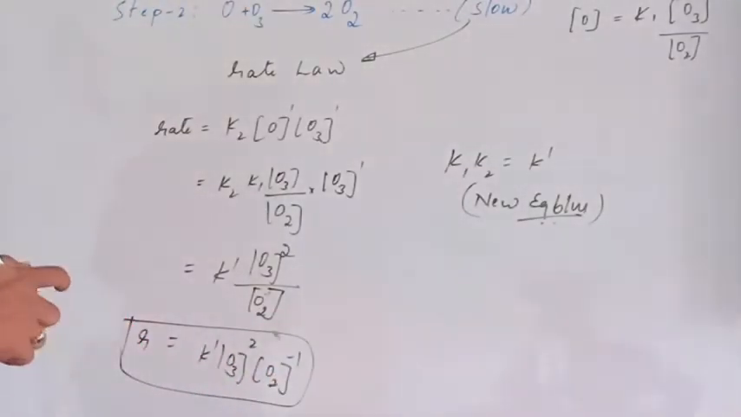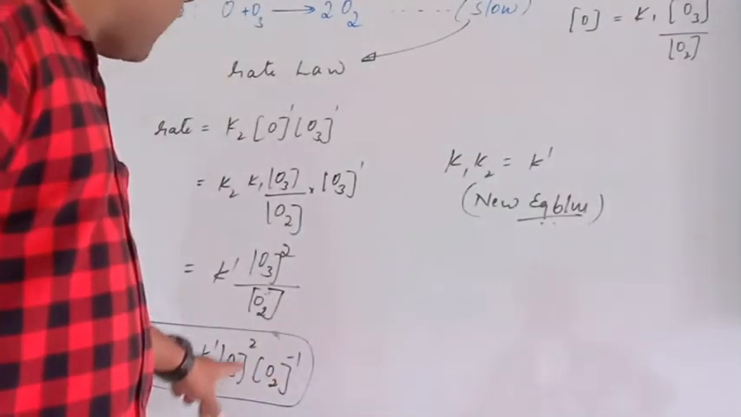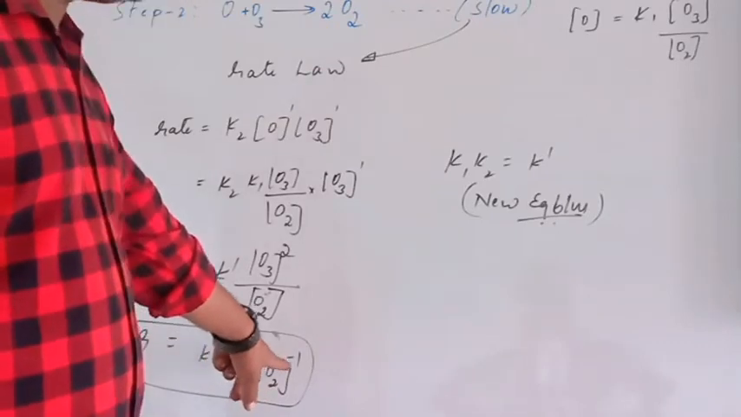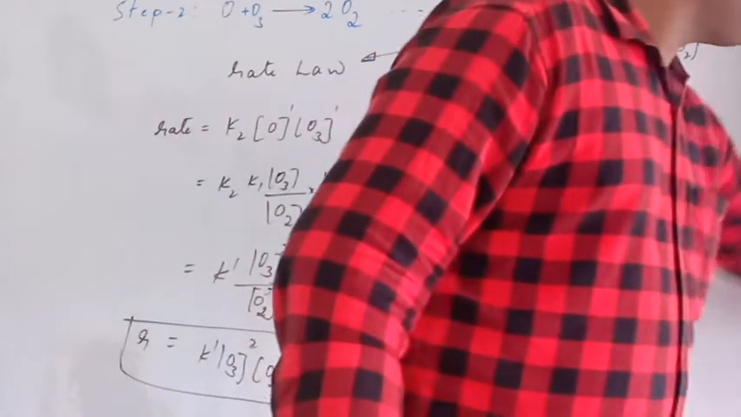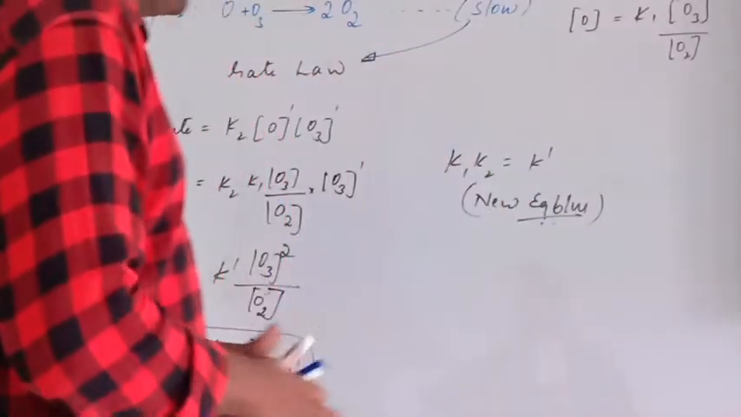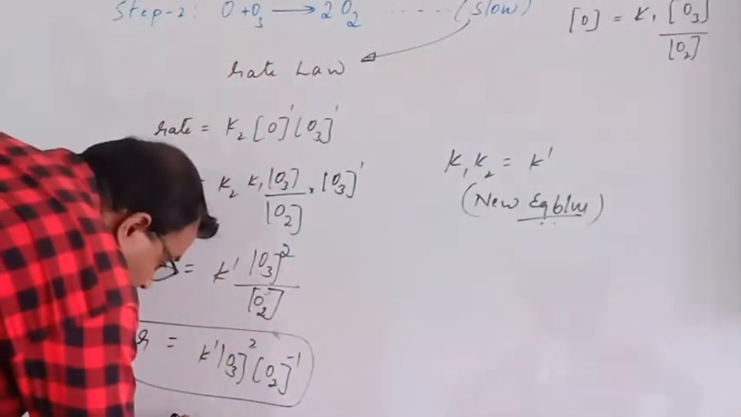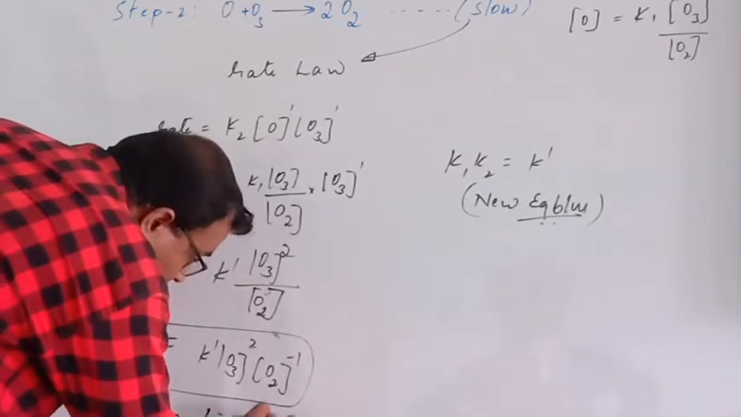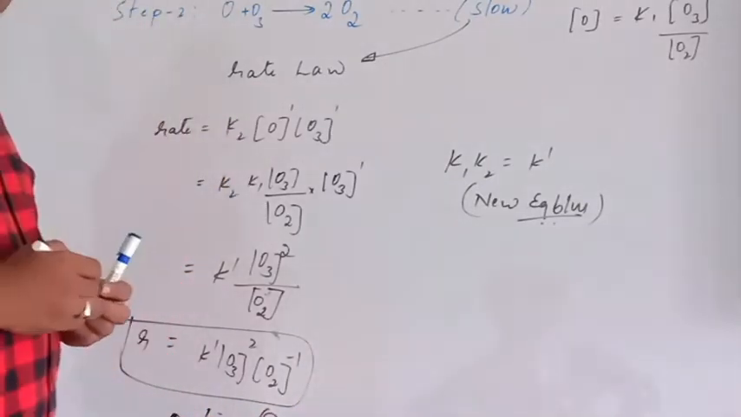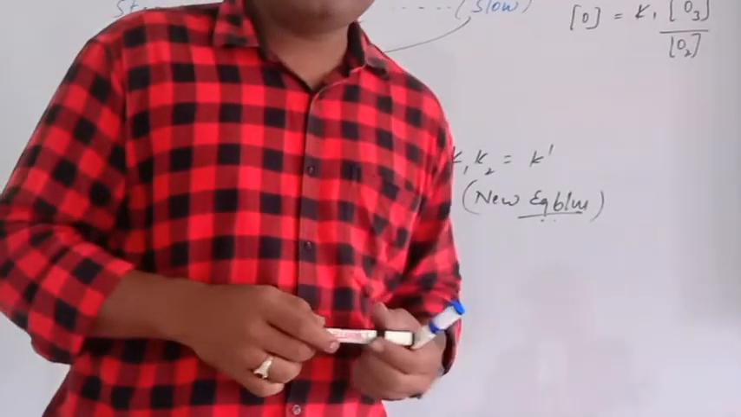Okay, see the steps involved. O3 power 2, O2 power minus 1. So option B is the correct option. Option B is correct. Clear?